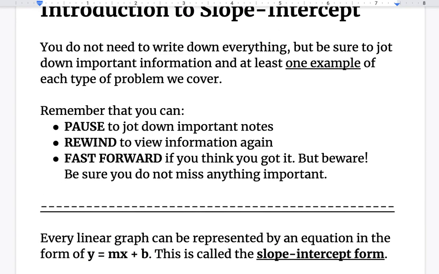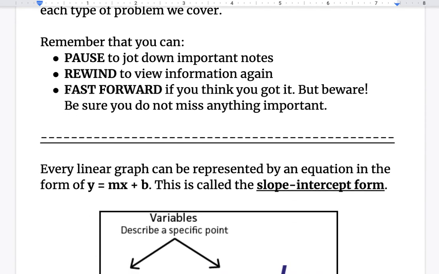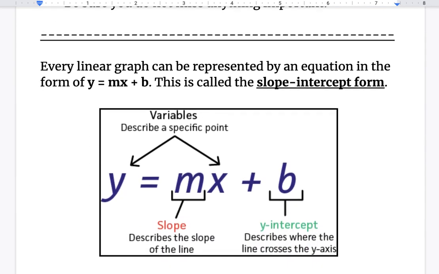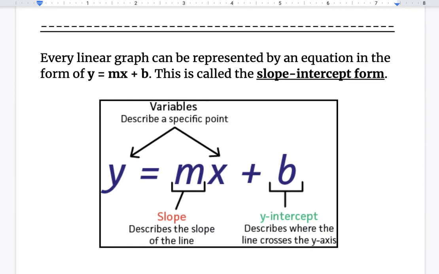Every linear graph, meaning a line that is completely straight, can be represented by an equation in the form of y equals mx plus b. Y equals mx plus b is called the slope-intercept form. That is very important, so make sure you jot that into your notes. If you need to, pause the video and jot this down.